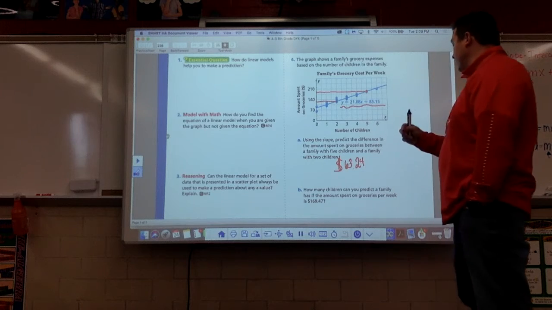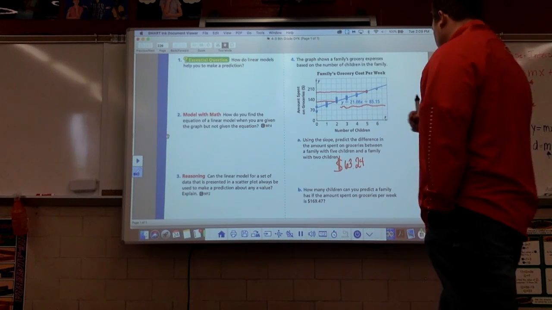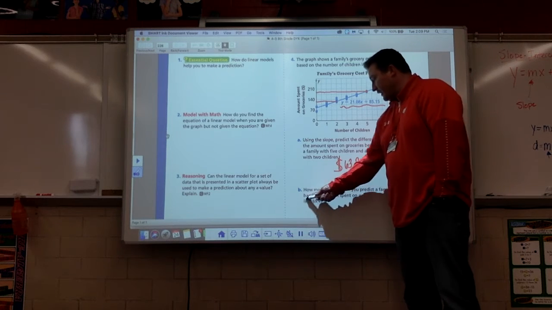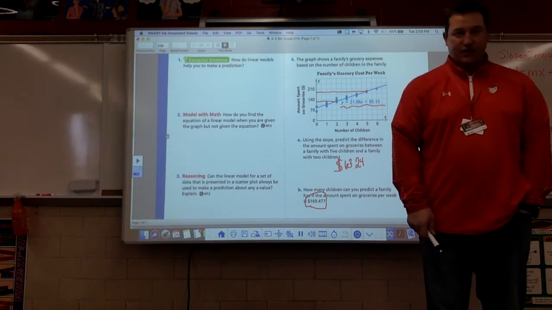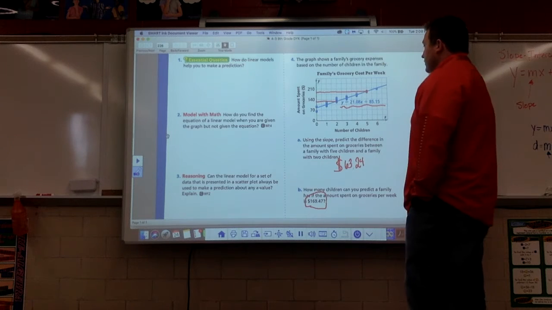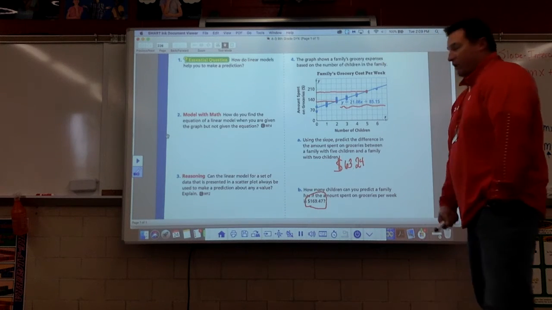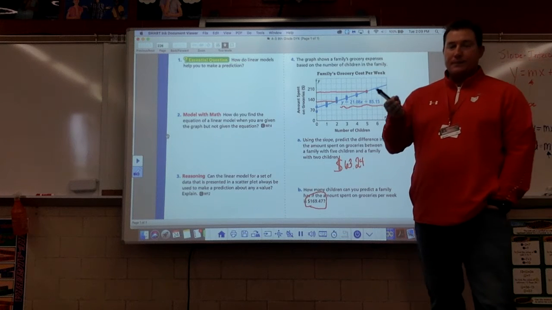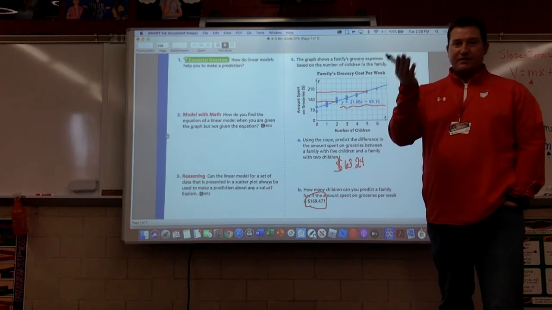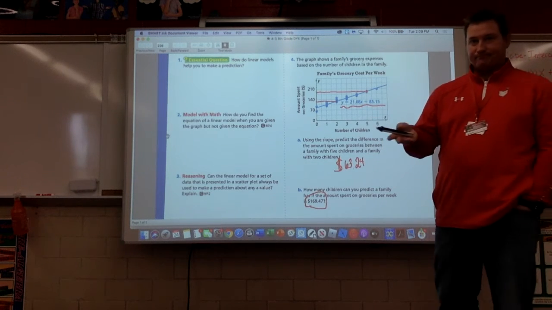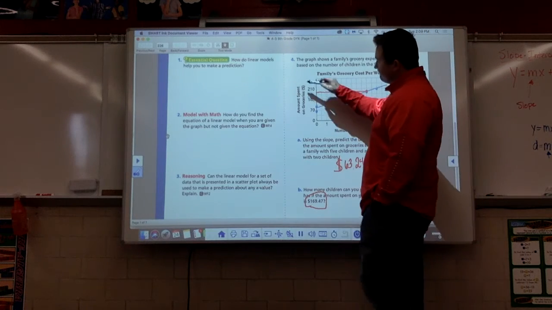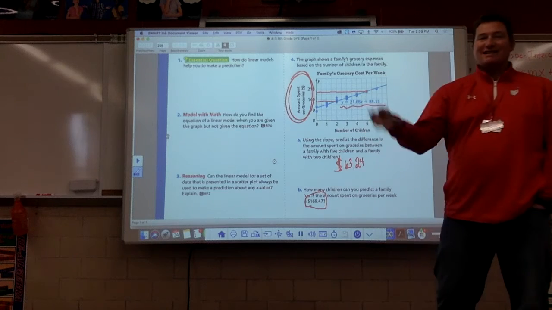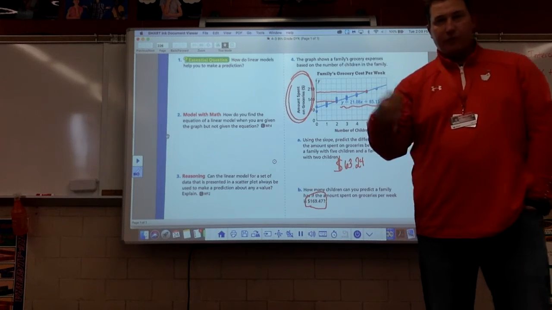Part B, how many children can you predict a family has if we spend $170 on groceries? I don't know. Well, if we're spending $170, which variable is that represented by? Is that represented by my x or my y variable? Definitely not the x value. Amount spent on groceries. So we're going to do the exact opposite for part B.